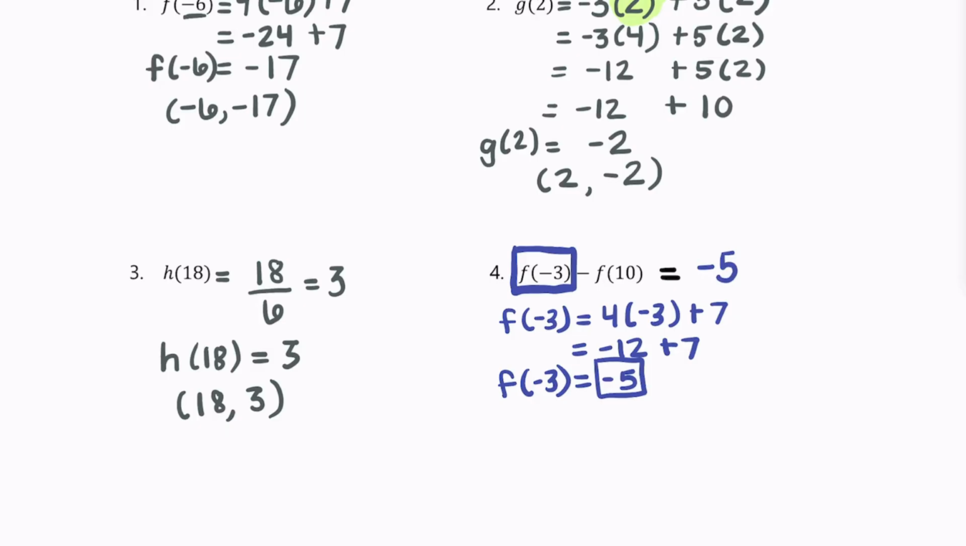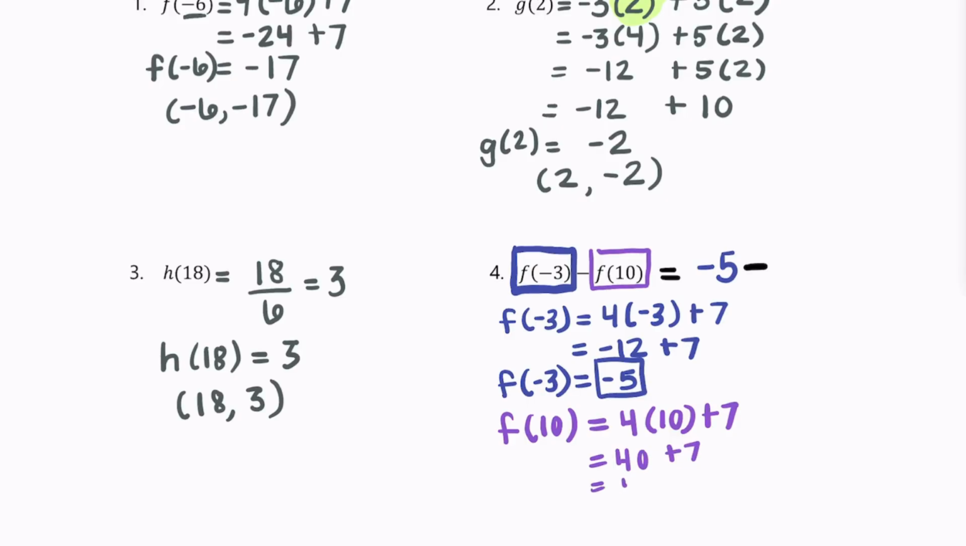Okay. I transfer over that minus sign that's in between those two functions, or the two function notations, right? It's just a minus sign. Now I'm going to evaluate f of 10. So I'm still using the f function. I'm going back to f of x, and wherever I see an x, I'm now plugging in 10. I'm going to do my order of operations, and we get 47.